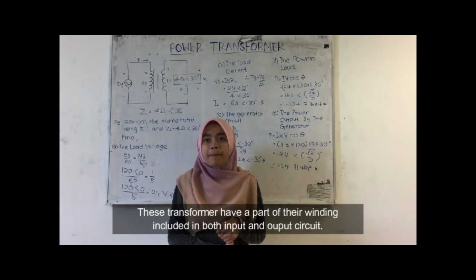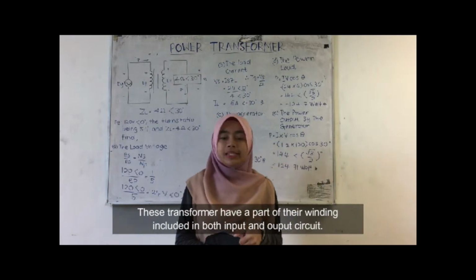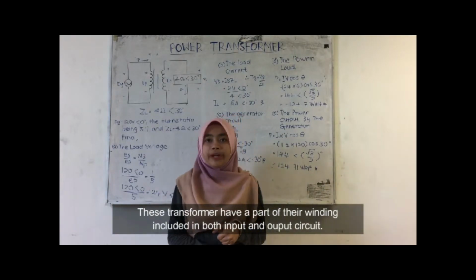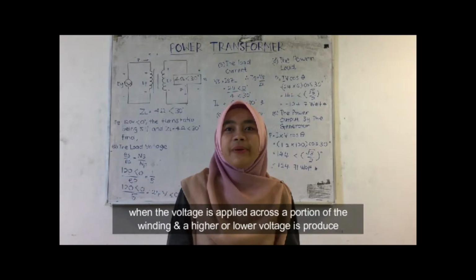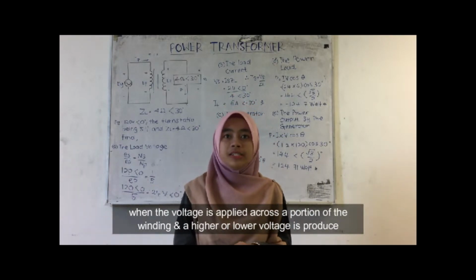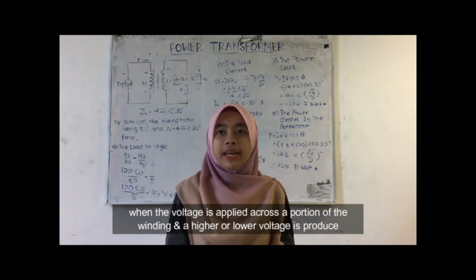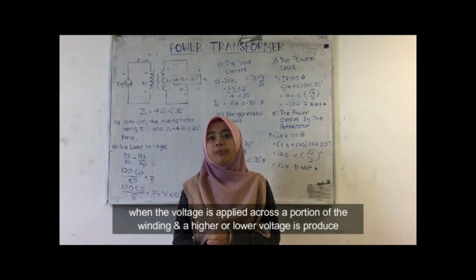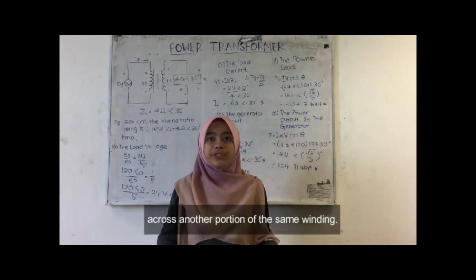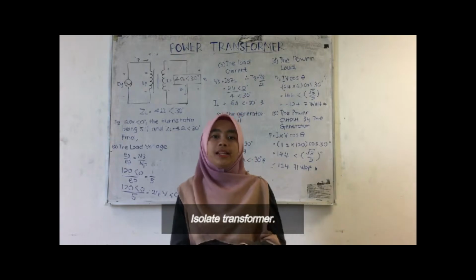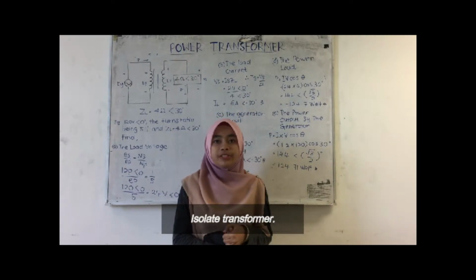This transformer has a part of its winding included in both the input and output circuit, where the voltage is applied across a portion of the winding, and the higher or lower voltage is produced across another portion of the same winding. Next is the isolation transformer.